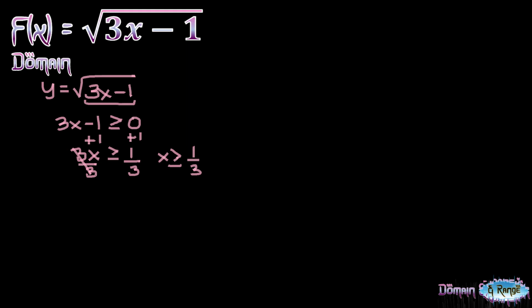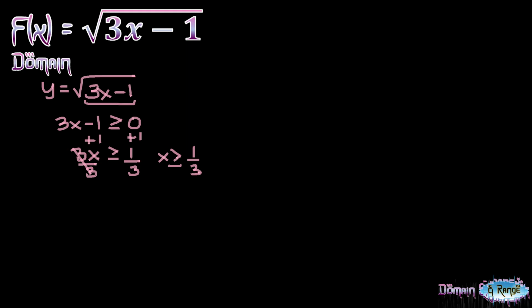Let's try the smallest possible value because x is greater than or equal to 1/3. In short, the smallest possible value is positive 1/3. If 1/3 is substituted here, 3 times 1/3 is 1. 1 minus 1 is 0. The square root of 0 is still a real number, which is 0.